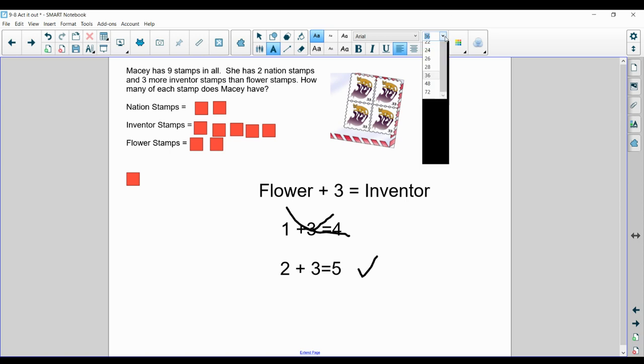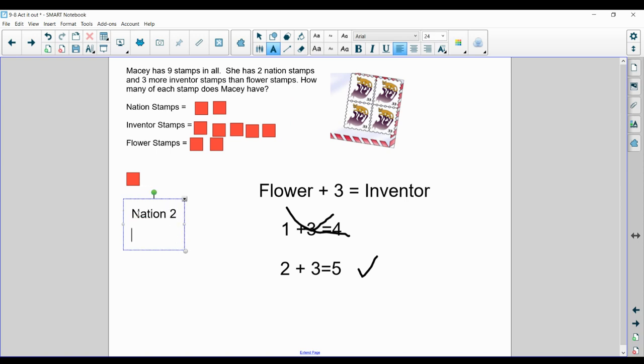Okay, smaller. Nation stamps, 2. Enter. 5. 4. 2. Does that equal 9? 2 plus 5 is 7, plus 2 is 9, correct. Do I have 3 more inventor stamps than flower stamps? Yes, I have 5. 5 is 3 more than 2. So I know my answer.